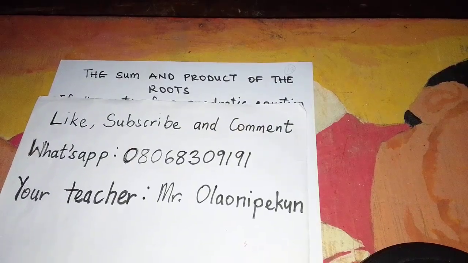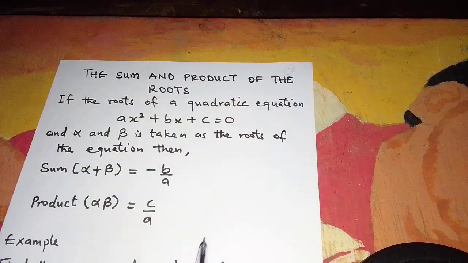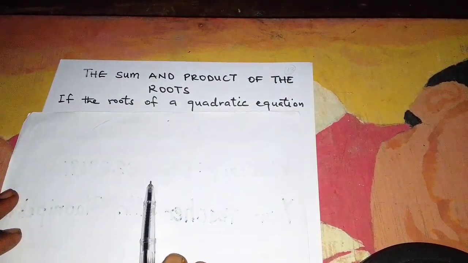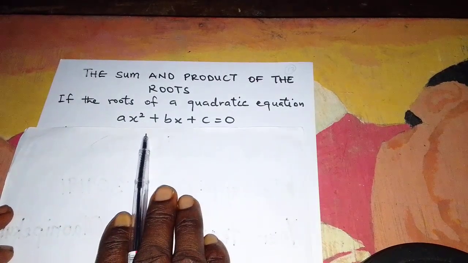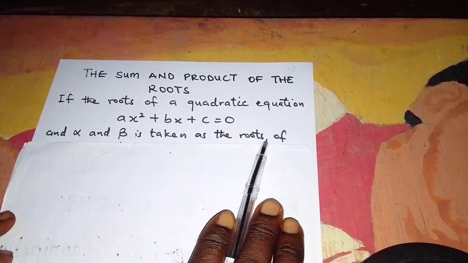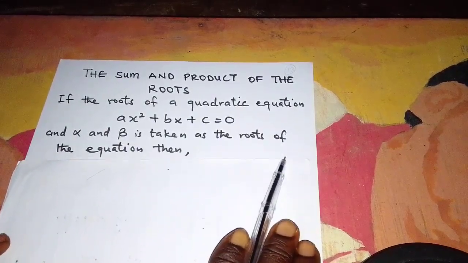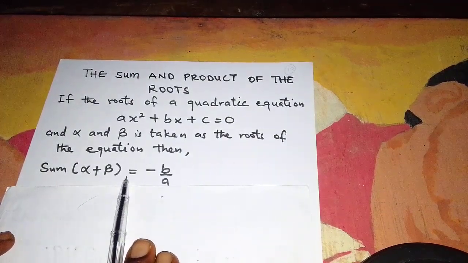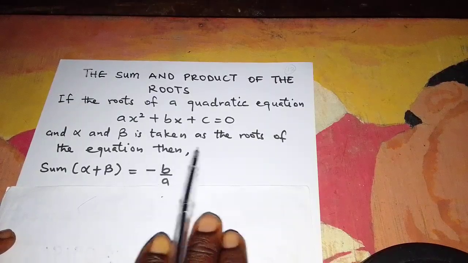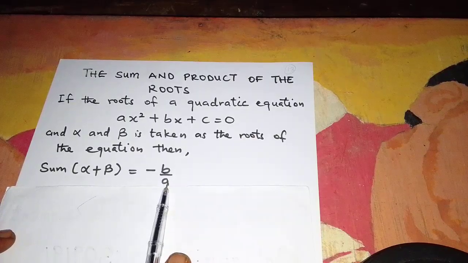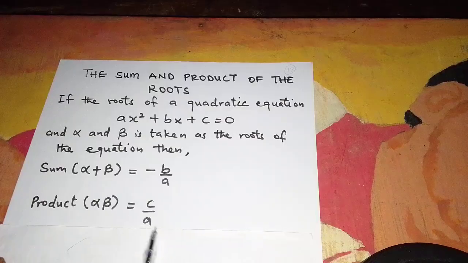Today we are looking at the sum and products of roots. Now, if alpha and beta are taken as the roots of a quadratic equation ax squared plus bx plus c equals 0, then to look for their sum, you can take minus b over a as the formula for the sum of the roots, and the product of the roots, that is alpha beta, is taken to be c over a.